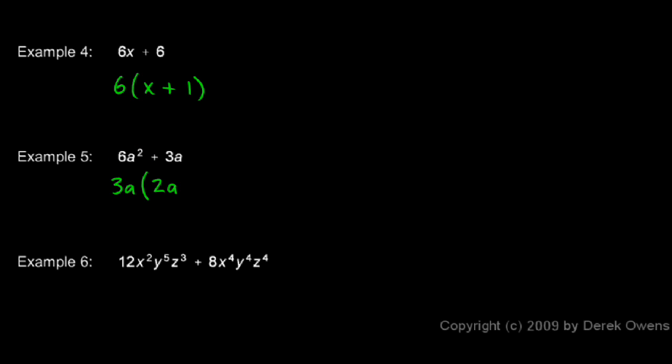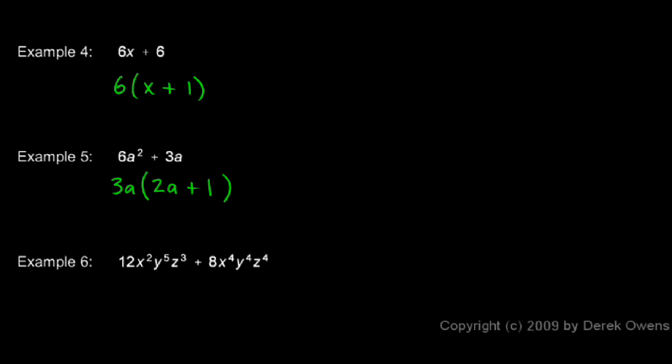Because when I distribute, this is going to be 2a plus something over here. And when I distribute 3a times this plus 3a times that, I need to get these two terms. So 3a times what gives me 6a squared? 3a times 2a, you should be able to see, gives you 6a squared. Now 3a times what over here gives me 3a? The answer is just 1. It's 2a plus 1. And that's our answer.